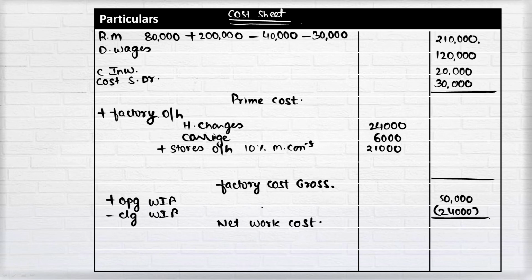Okay, I have made one mistake. What is the mistake? Carriage inward is part of the cost of raw material consumed, right? Carriage inward should be added to raw material consumed. So I am keeping it as it is, but it is 2,30,000 into 10%. Material consumed is 2,30,000. It is 23,000.